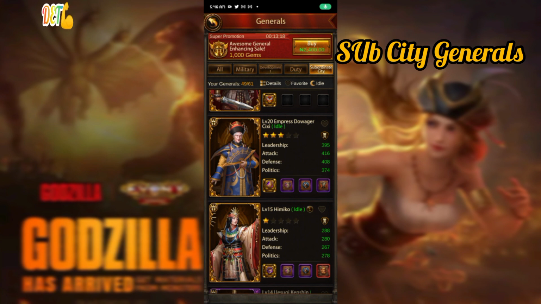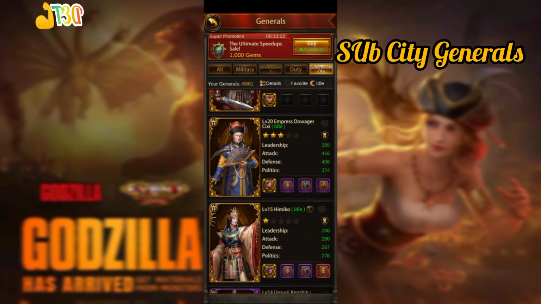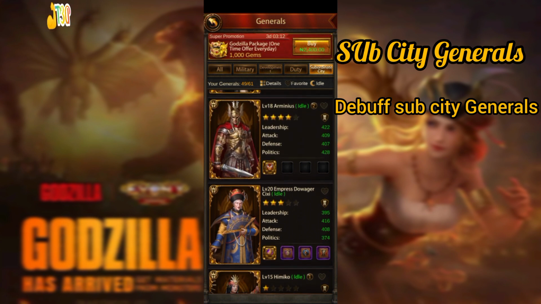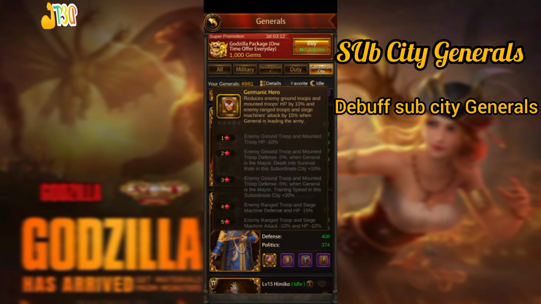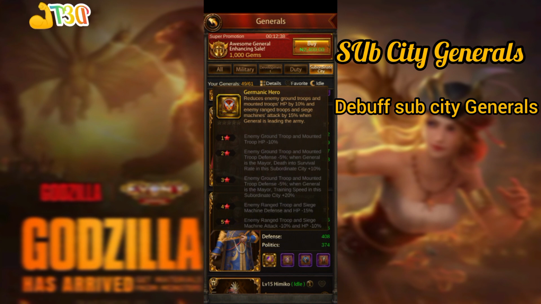Now let's take a look at substitute generals for PvP. Now these are generals that have debuffs. Now how do we know substitute generals for PvP are generals that have debuffs? Now debuffs are when you hear the words reduces enemy anything. Now let's check out our menus and look at the skill. It says reduces enemy ground troop and mounted troop HP by 10 and enemy range troop and siege machine attack by 15 when the general is leading the army. Now you hear the word reduces and you also hear the words when the general is leading the army.